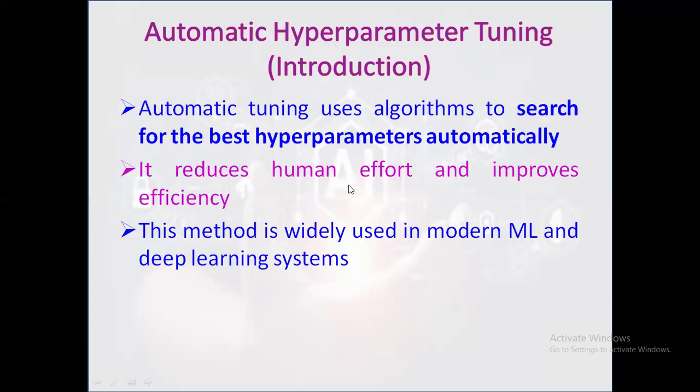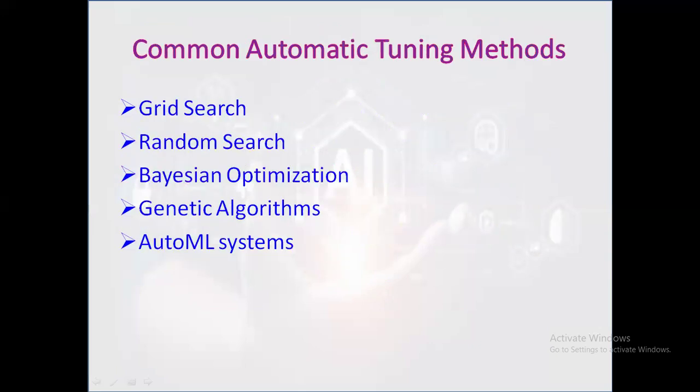Once the search space and evaluation methods are defined, the tuning process runs automatically with minimal human involvement, and it is widely used in modern ML, that is machine learning and deep learning systems. Due to increasing model complexity and computational resources, automatic tuning has become standard practice in industrial and research applications. And common automatic tuning methods are grid search.